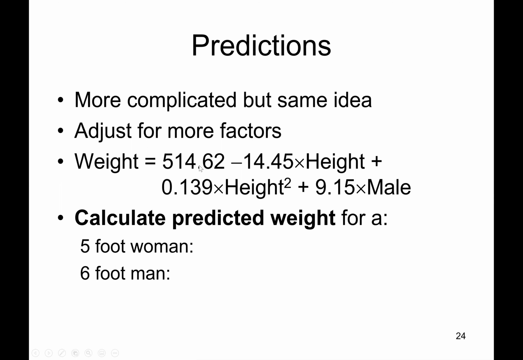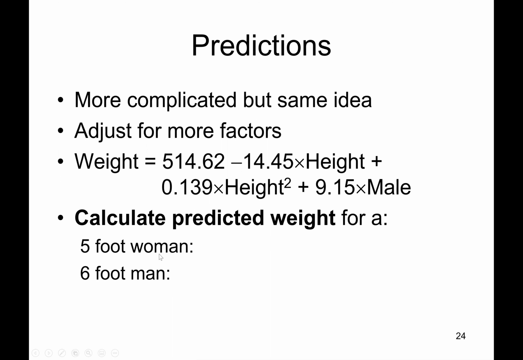So the regression equation, or the results that we get after running our regression specification in Stata: weight is equal to this intercept term, the idea of which is the same as before. It's a different value now. Minus 14.45 times height, that corresponds to the negative 14.45 coefficient that we got out of Stata, plus 0.139 times height squared, which corresponds to the positive 0.139 coefficient, plus 9.15 times male. Using this, we can calculate predicted weights for a 5-foot woman, for a 6-foot man, by inputting the appropriate numbers.